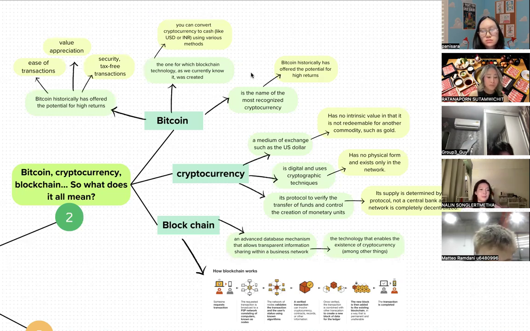Fifth step is that once verified, the transaction is combined with other transactions to create a new block of data for the ledger. Sixth step is that the new block is then added to the existing blockchain in a way that is permanent and unalterable. And the last step is that the transaction is complete. This is how blockchain works.